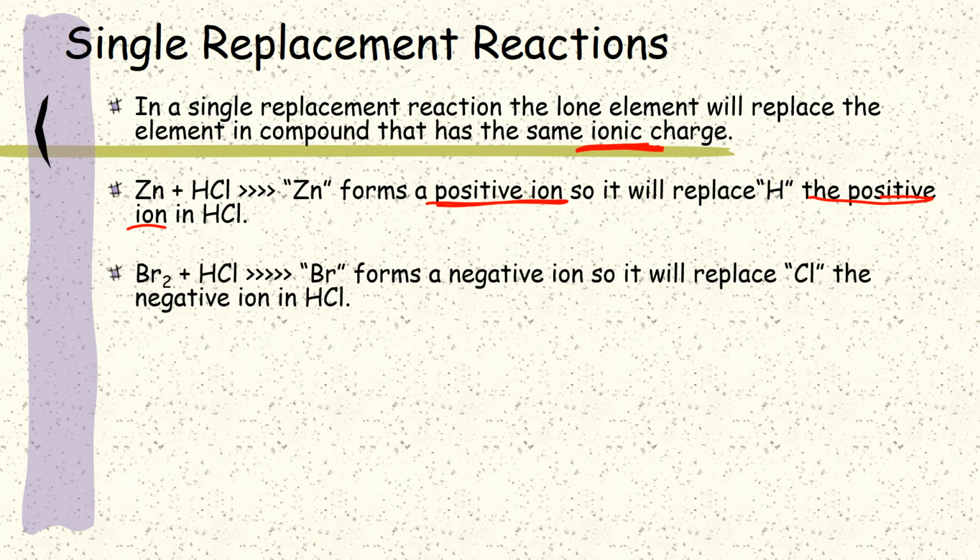All right. Now, different scenario. If I have bromine reacting with HCl, bromine forms what type of ion? Where is it at on the periodic table? It's a nonmetal. It forms a negative ion. So which one is it going to replace, chlorine or hydrogen? Chlorine. So when you're looking at this, a metal can replace another cation. A nonmetal can replace another anion.